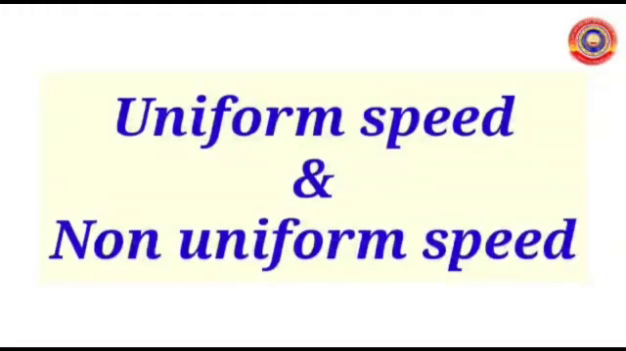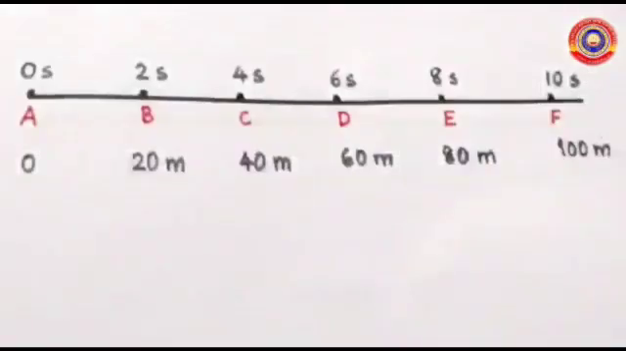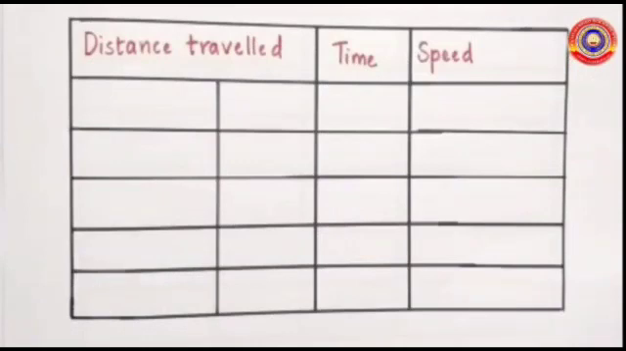Let's see uniform and non-uniform speed. Observe the figure. This figure shows the distance traveled by a car during different time intervals. That is, after the first 2 seconds, the car travels 20 meters to reach B. Similarly, the car travels the next 20 meters in 2 seconds to reach C. That means the car travels 20 meters in every 2 seconds. Based on this, let's find out the speed of the car in every 2 seconds.